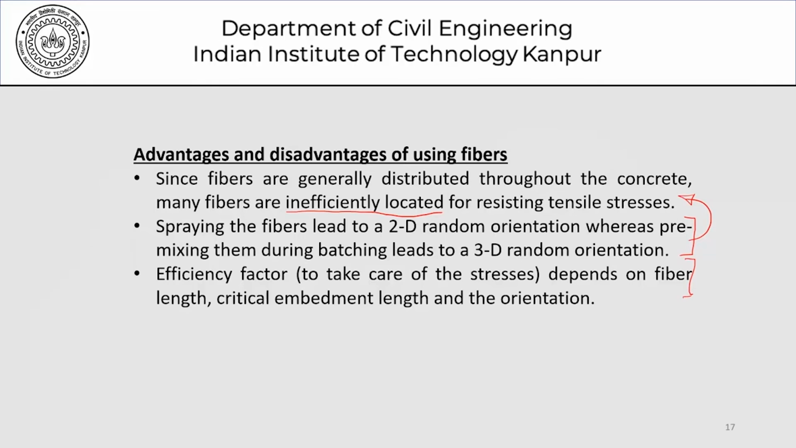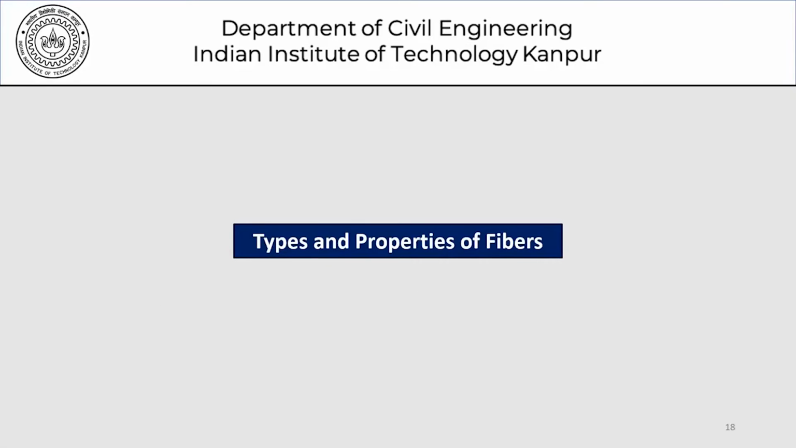We will probably be able to just highlight to you some of the issues involved, and then if an opportunity arises to use that material, then of course you know what kind of material to look for as far as literature is concerned and what are the issues involved in using that particular type of concrete or that construction method and so on. Now quickly going through the types and properties of fibers that we normally use.